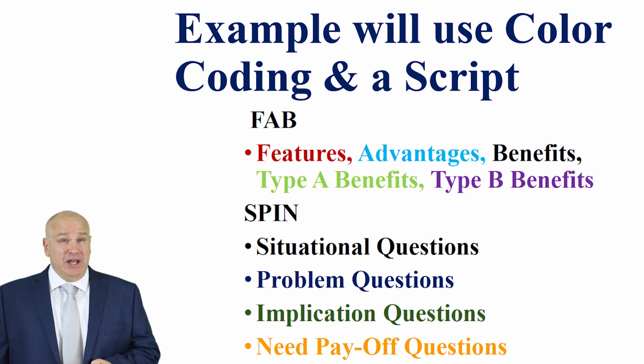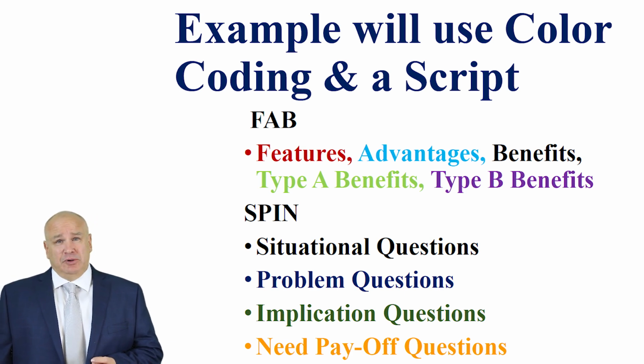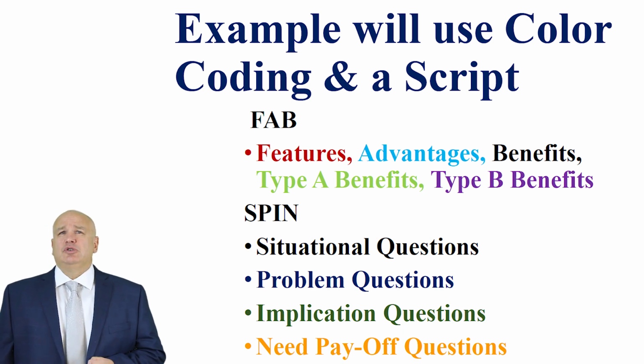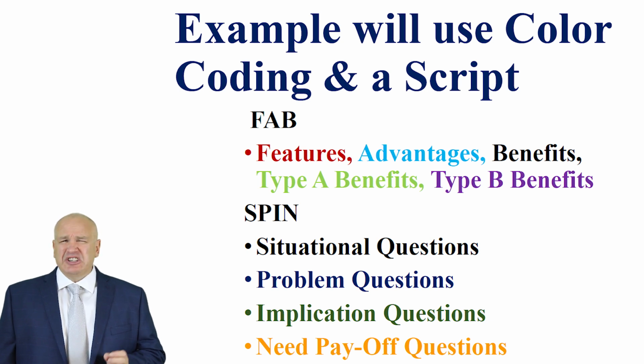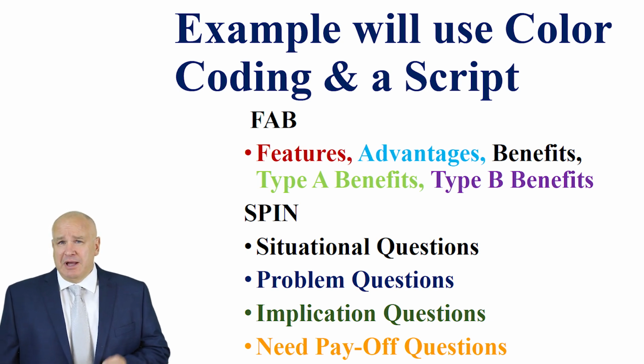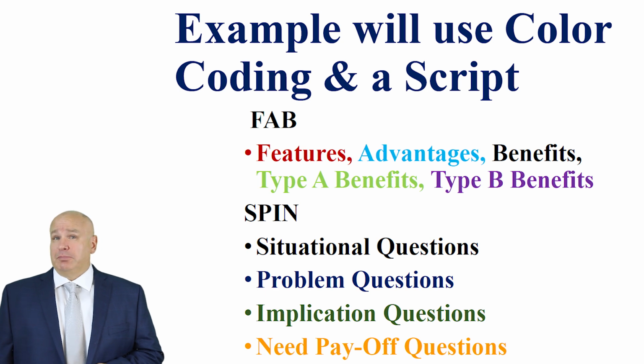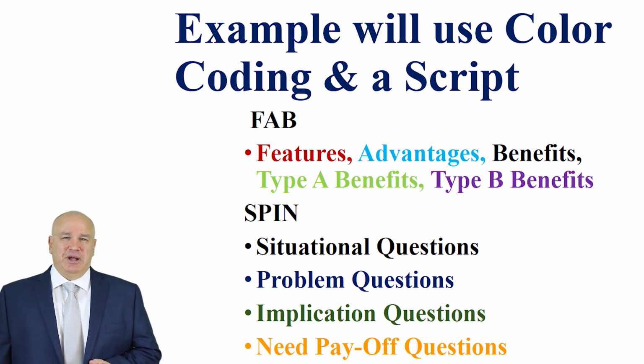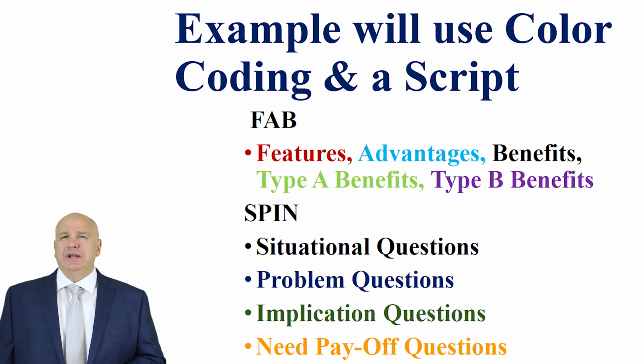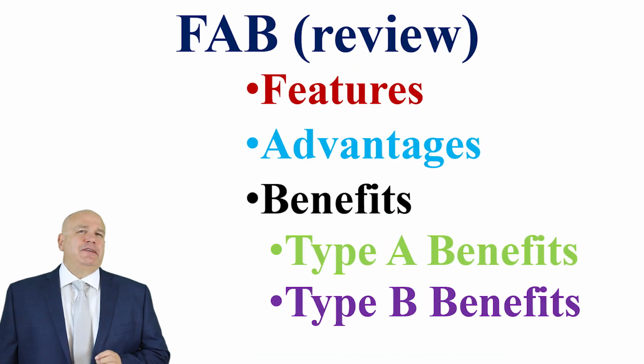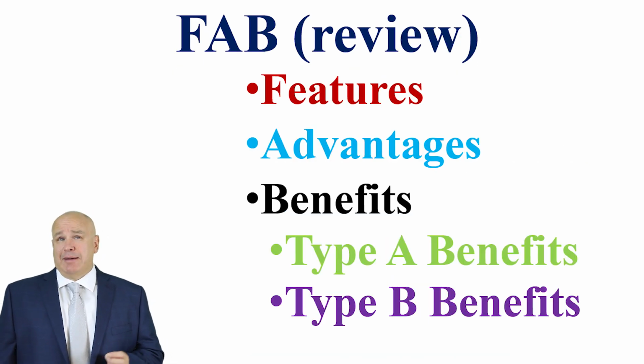Features will be depicted in red. Advantages, light blue. Type A benefits in light green. Type B benefits in purple. For SPIN, situational questions will not be used because they are typically counterproductive. Problem questions will be depicted in dark blue, implications questions dark green, and need payoff questions will be depicted in orange.